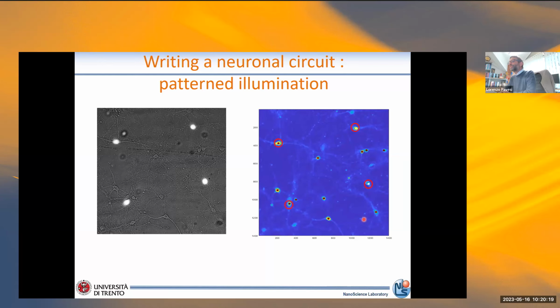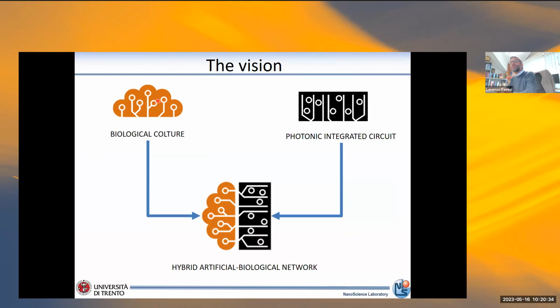to nearby neurons. By using this pattern light illumination, what we are able to do is to write a given circuit within the neuronal culture. And in this way, we are able to make a biological culture and activate this biological culture by using light. And now the last point in our research is to try to merge those 2 fields together.